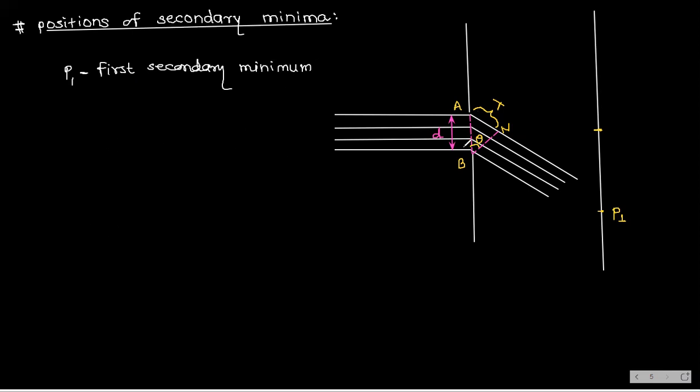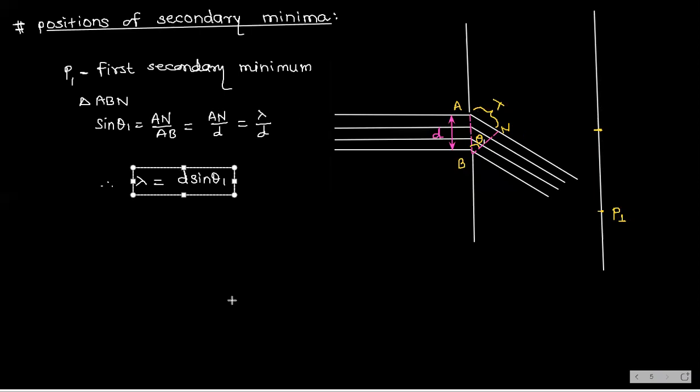Then you see here in the triangle ABN, sine theta 1, I am taking this angle as theta 1. So sine theta 1 is equal to AN by AB, which is equal to AN by d, and AN is lambda. So therefore lambda is equal to d sine theta 1. What is it? Lambda is equal to d sine theta 1.